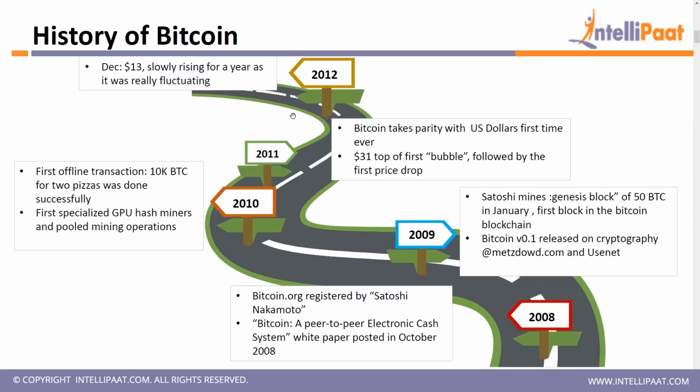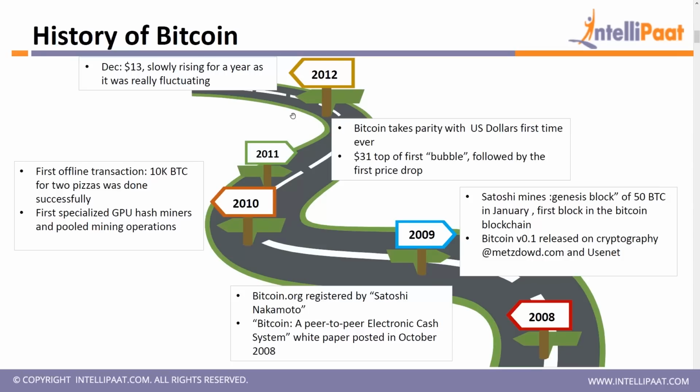Bitcoin 0.1 was released on cryptography at netsdao.com and Usenet. Then coming to 2010, the first offline transaction of 10k Bitcoin for 2 pizzas was done successfully. And the first specialized GPU hash miners and pooled miners operation was also successfully done. In 2011, continuing the journey of Bitcoin, it took parity with the US dollar for the first time ever. It came into existence as a global currency.